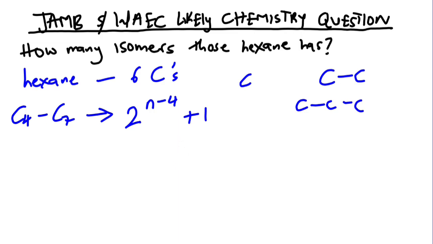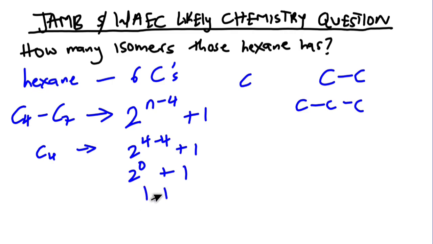Assuming it is butane, so if we have 4 carbons, that's going to be 2 raised to power 4 minus 4 plus 1. 2 raised to power 0 plus 1. Any number raised to power 0 is 1. 1 plus 1 equals 2. And when you check butane, you can have 2 isomers of butane, which is normal butane and 2-methylpropane. So that is 2.